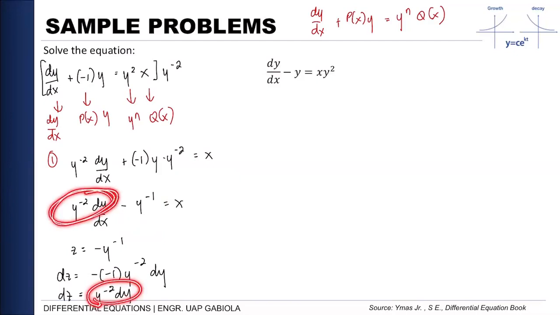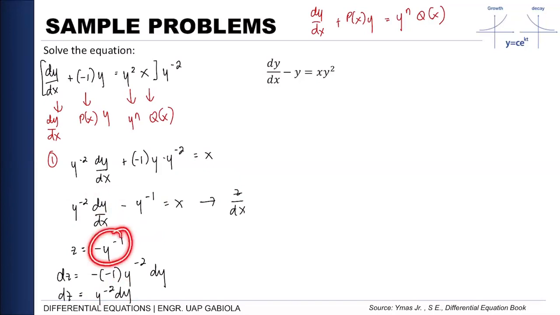And y^(-2) dy is this one. So we can change that into dz. So this is dz over dx, and then this is this. So plus z is equal to x. Okay? So now it is linear in z. So what will be our p of x?